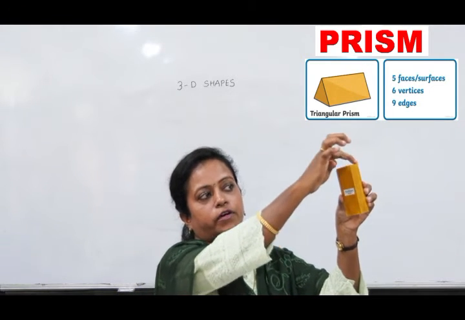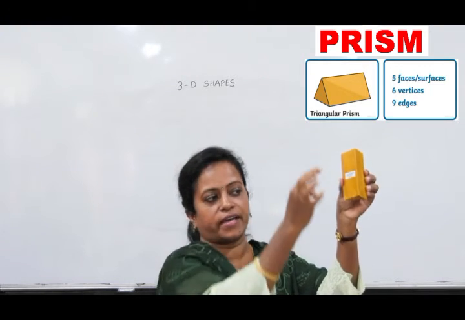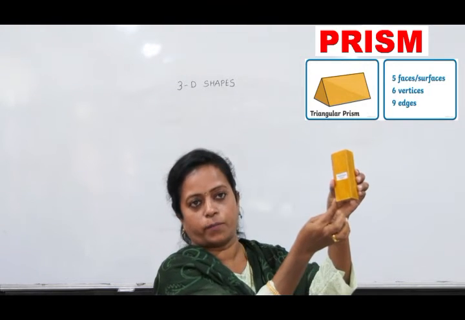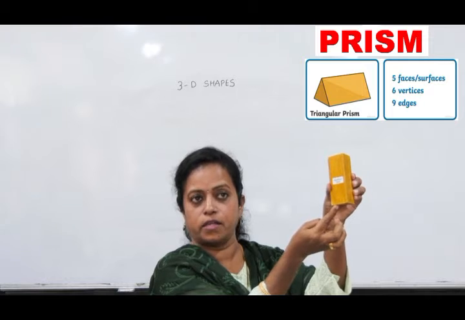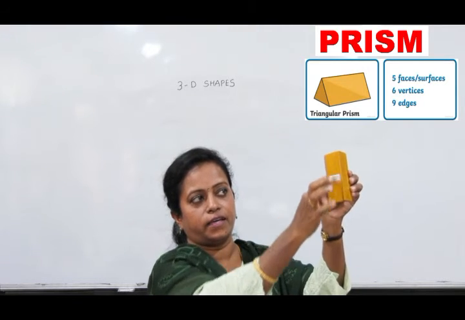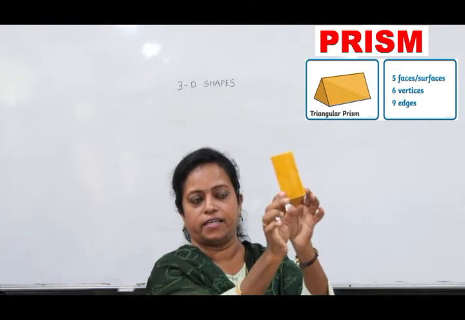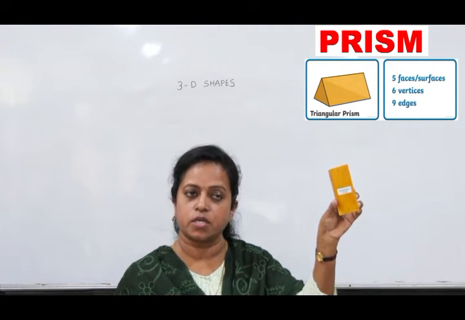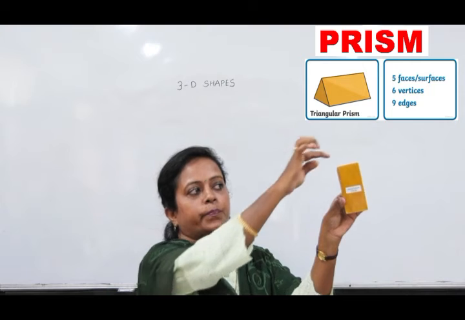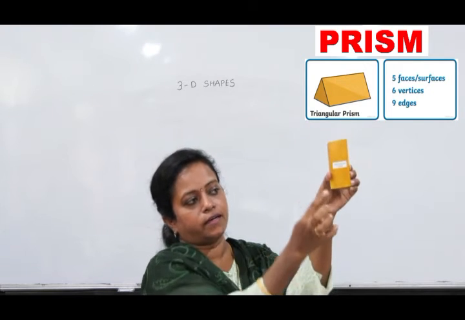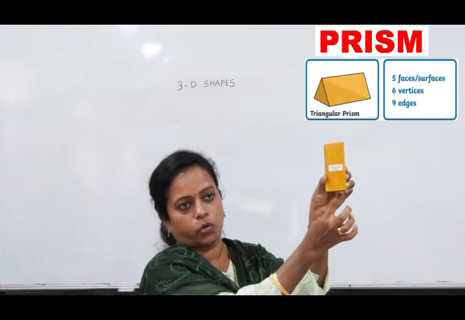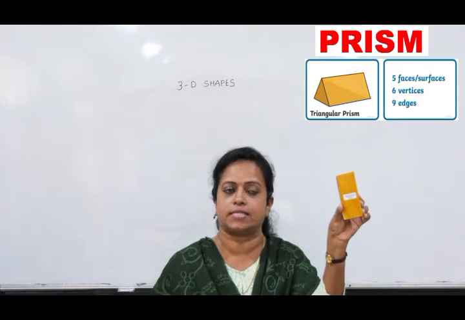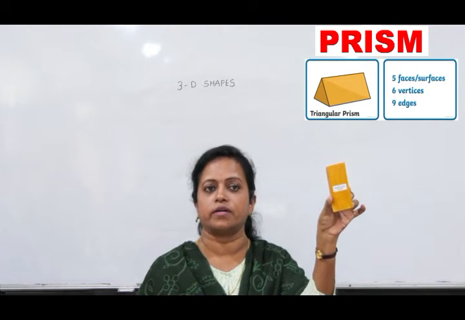What about the edges? Here you will have 3 edges forming the sides of the triangle, another 3 edges forming the sides of the base triangle. So 6, 7, 8 and 9. So in a triangular prism you will have 9 edges. What about the vertices? You will have 3 vertices here and another 3 vertices at the bottom. There will be 6 vertices in the case of a triangular prism.